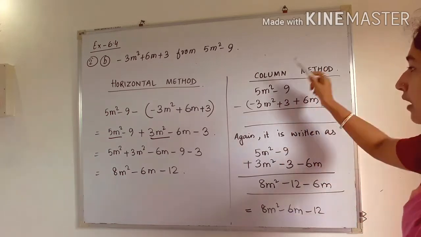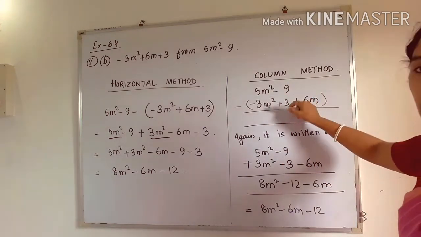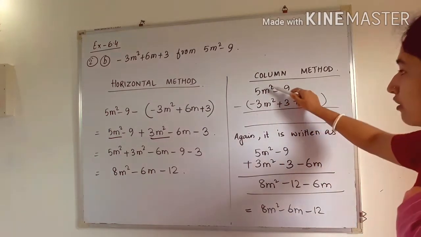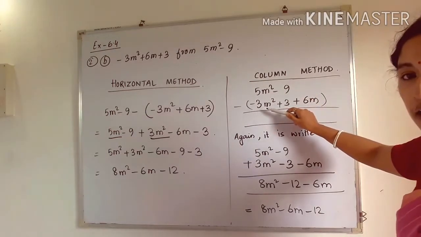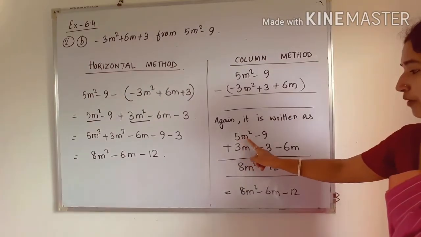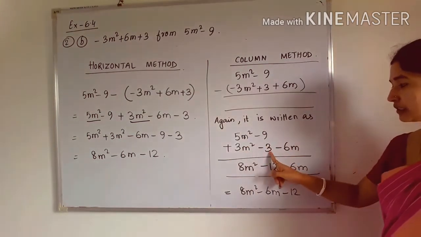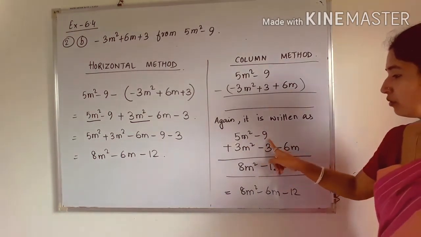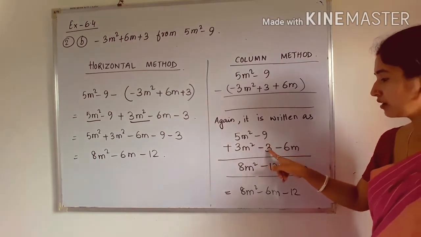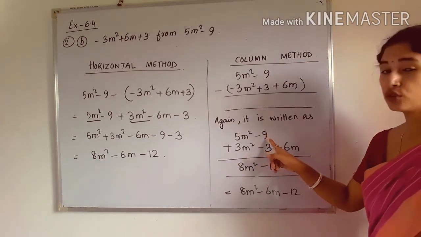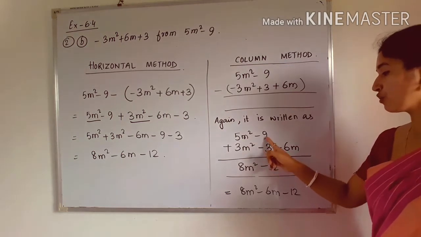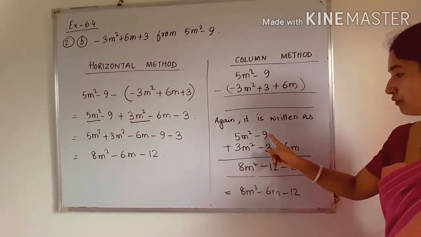As you can see, I have to write like terms one below the other. Okay, 5m square, this is 3m square. Like this, you have to add. So 5m square plus 3m square will be what? 8m square. Minus 9, minus 3, both are what? Like terms. Okay, like means both are negative numbers, so we have to add them. So we can add them.